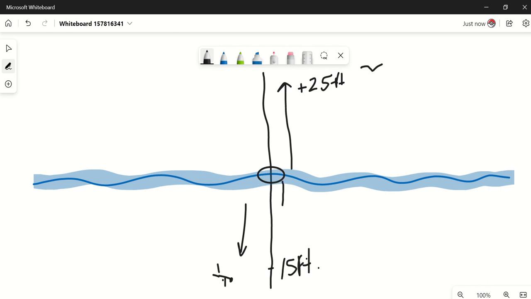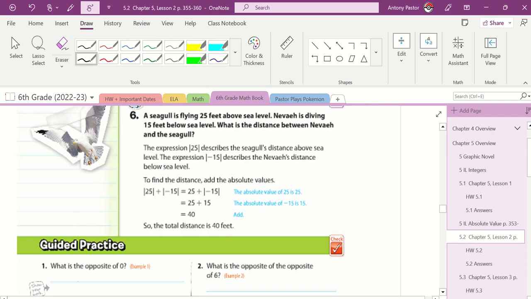So 0 down to negative 15 would be the absolute value of negative 15, which is still 15. If I do 15 different jumps down to 15, it will still be 15. I know that wasn't 15 jumps, but we get it. The positive value of 25 feet above sea level will still be 25, the absolute value of 25.